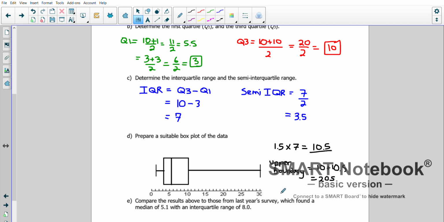In general, the formula is this for the boundary. For the upper boundary, because this value is Q3, the upper boundary is going to be Q3 plus 1.5 times the IQR. That's going to give you the boundary.